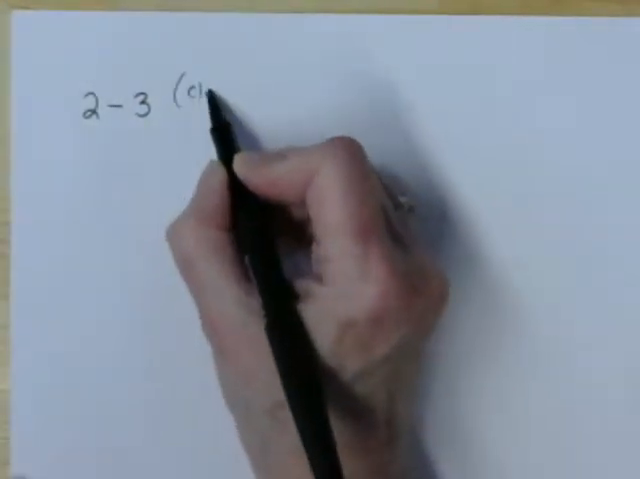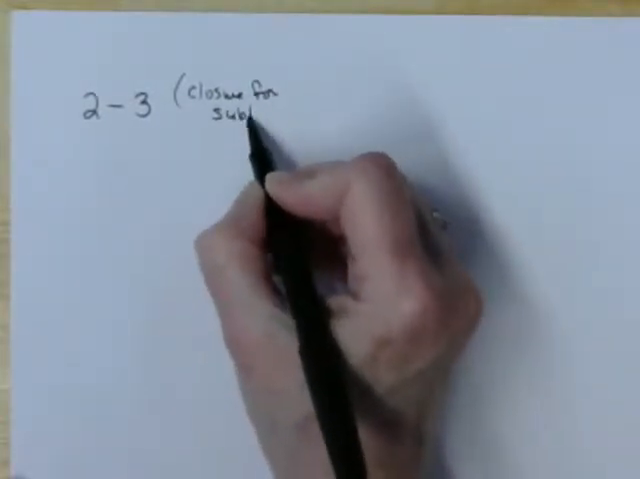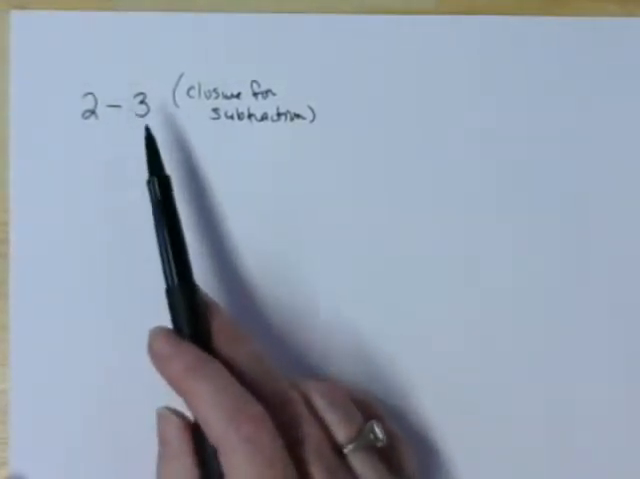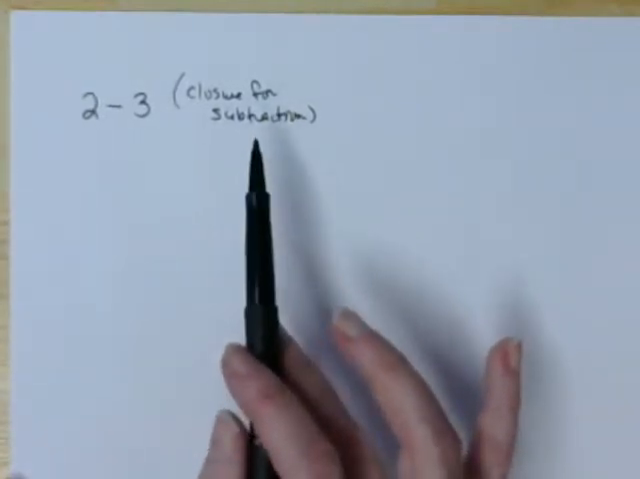This now allows us to have something that's called closure for subtraction, which means that we can take any two integers, subtract them, and get another integer. So that's the idea for closure for subtraction.